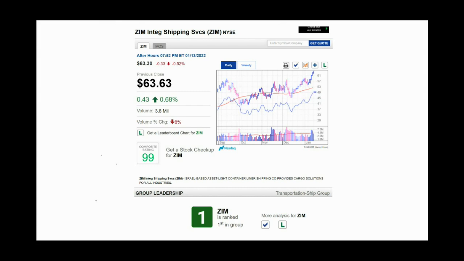So why buy it? In terms of IBD, which is why I'm showing the slide, you get this composite rating of 99, which is the highest rating you can get. Zim is also ranked first in its group. So we talk about the 11 sectors. It's ranked first in its group, and it has the highest possible composite rating. There's a lot of inputs into the composite rating, but you basically look at the composite rating and the relative strength. And this relative strength line at 99 is the highest relative strength, because it's 0 to 99. Its relative strength is better than 99% of all stocks. That's what that means. The composite rating is better than 99% of all stocks. So it's the maximum.